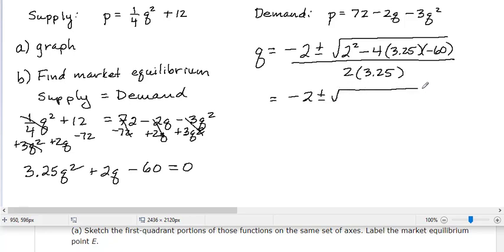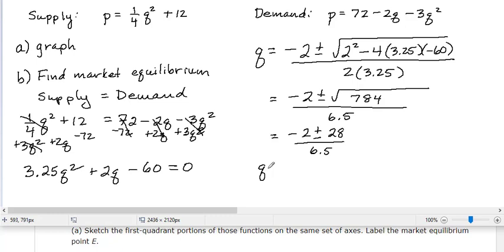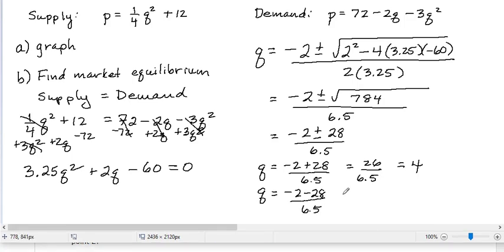This simplifies to negative 2 plus or minus the square root of 784, over 6.5, so negative 2 plus or minus 28 over 6.5. Okay, q is either negative 2 plus 28 over 6.5, which is 26 over 6.5, which is 4, or q is negative 2 minus 28 over 6.5, which is negative 30 over 6.5, which is negative 4.6, and then some other decimal places.